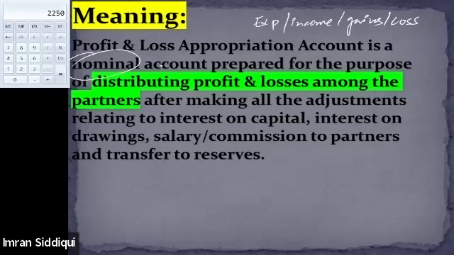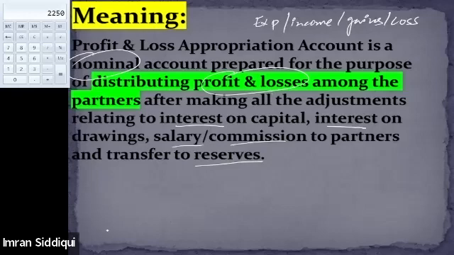The profit and loss appropriation account is a nominal account prepared for the purpose of distributing profit and loss. The core purpose of the P&L appropriation account is to distribute the profit and loss among the partners. After making all the adjustments relating to interest on capital, interest on drawing, salary, commission to partner, and transfer to reserve, the remaining amount which is left will be distributed among the partners as profit or loss.